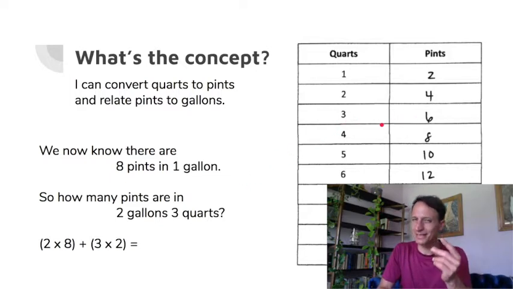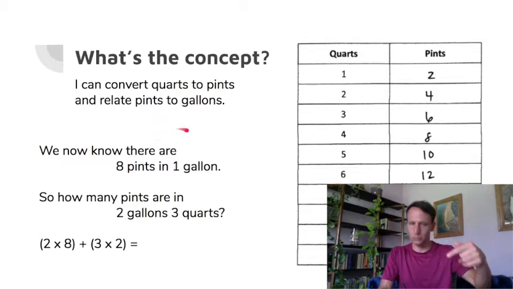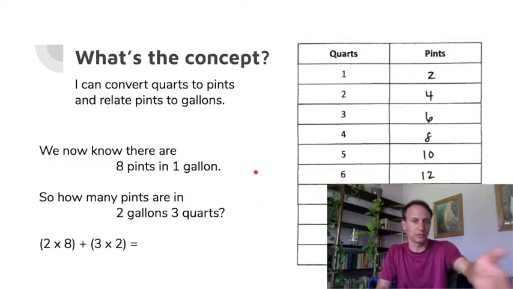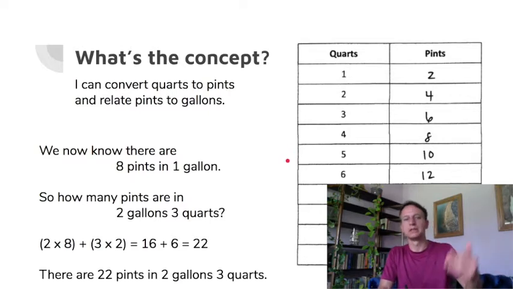So you see what's going on here? How it starts to get a little complicated because we're using 2 different conversion factors. We're saying 8 pints in a gallon, but 2 pints in a quart. Okay, then the math is straightforward, right? 2 times 8 is 16. 3 times 2 is 6. Put them together, you get 22. So that would tell us that there are 22 pints in 2 gallons, 3 quarts.